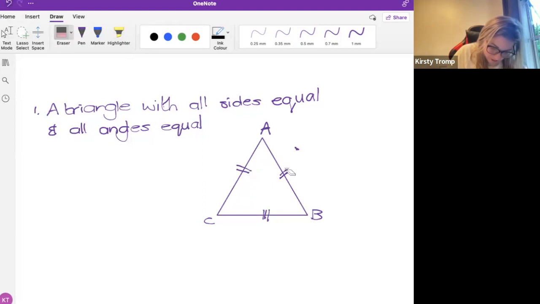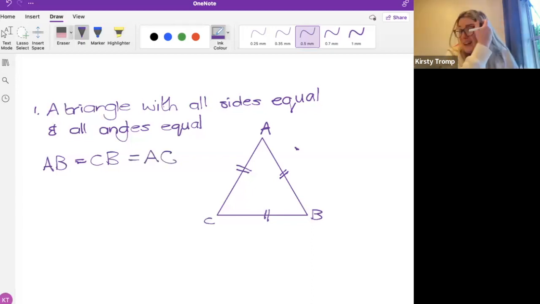Okay, oh, it doesn't want to erase now. All right, so those lines mean that AB, which is a line, is equal to CB, which is equal to AC. So all those lines mean is that those sides in the triangle are equal to each other.